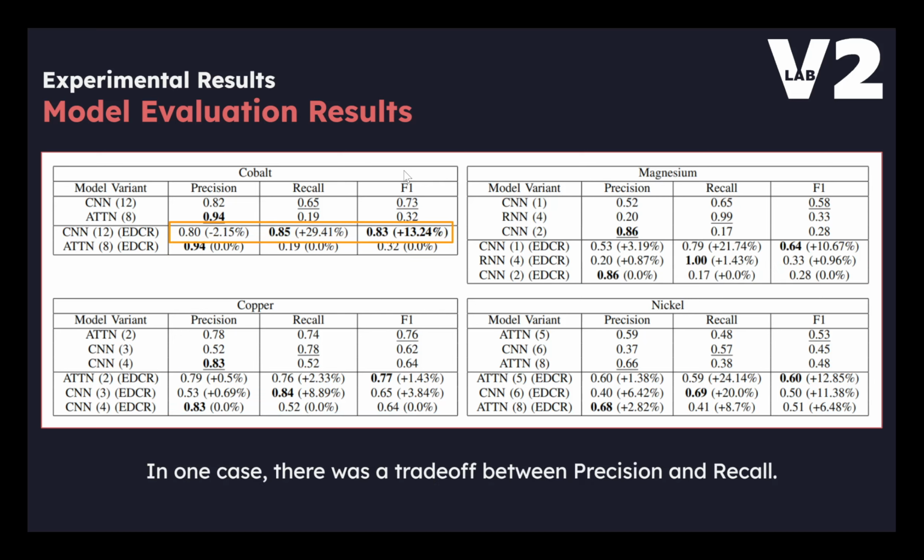And there was also one case where we found a precision and recall trade-off. We still found this to be in our favor, because for a small drop of precision, we managed to get a really nice bump in terms of recall and F1. And even across all the metals, across all the best models we got here, this EDCR applied model actually has the best F1 score. So in that case, we found it to be still pretty nice in the end.